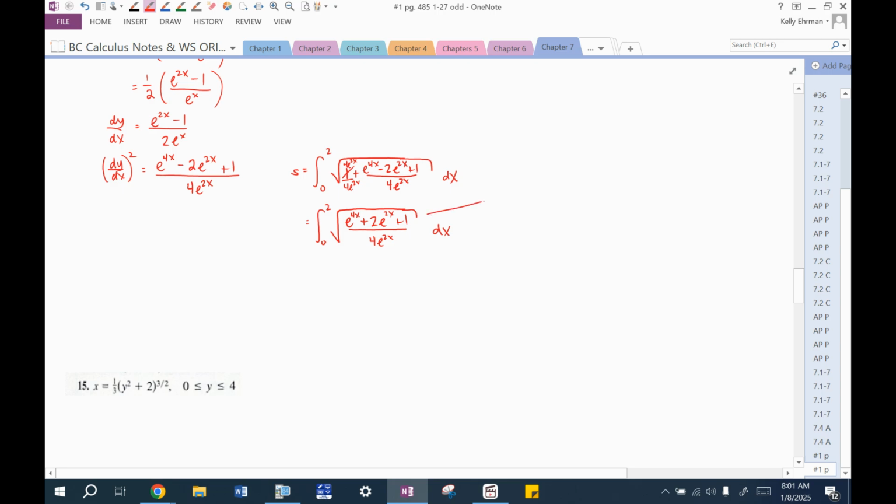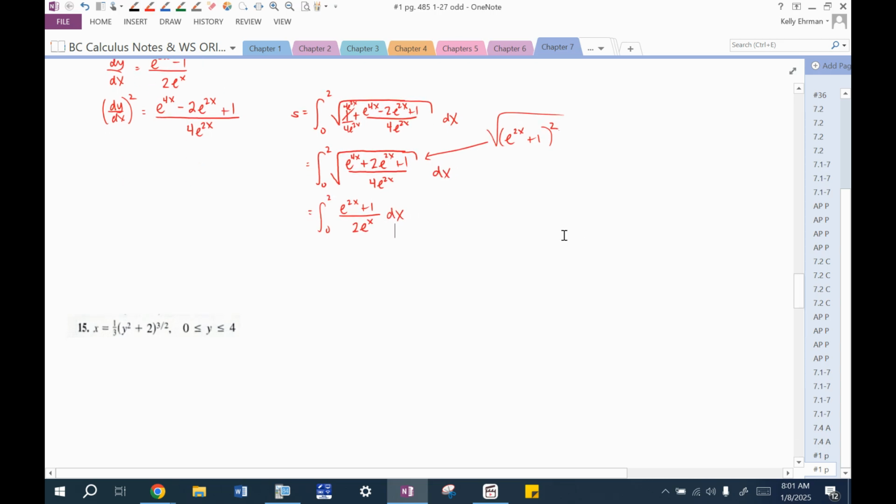The point of doing all that is that this trinomial up here is a perfect square trinomial. It's e to the 2x plus 1, the quantity squared, and 4e to the 2x is also a perfect square. So we can square root this whole fraction. So this becomes e to the 2x plus 1 because I took the square root of something squared. And then this becomes 2e to the x.